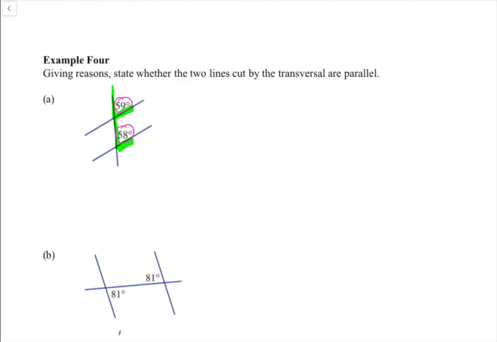So if they're not equal to each other, I'm going to say not parallel, because that's an F shape, and F shapes are corresponding. Corresponding angles have to be equal. They're not parallel because the angles that are in a corresponding position are not equal. I could have worded that a bit better. I could have said they're not parallel because the corresponding angles are not equal. That might have been a better way to write it.